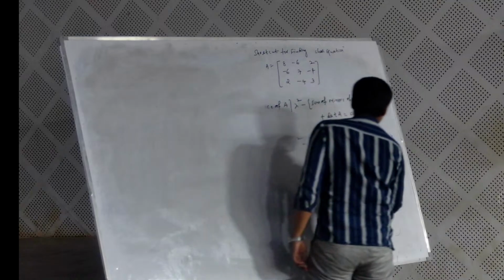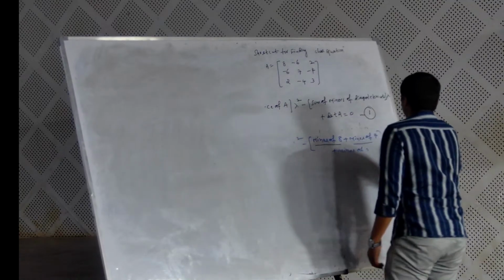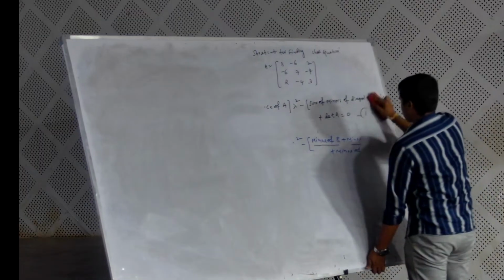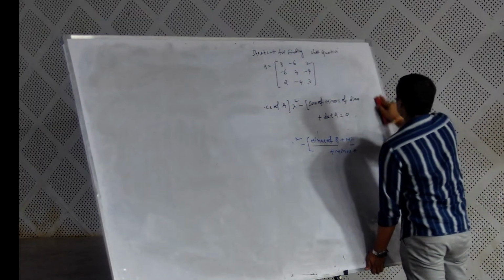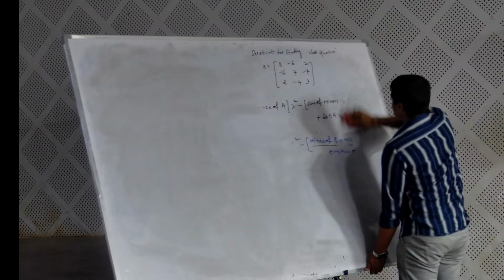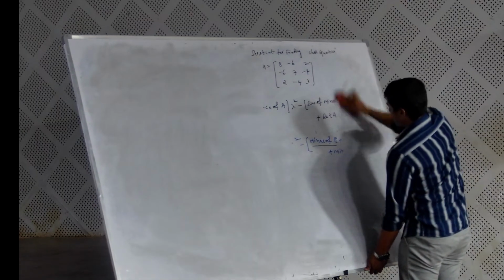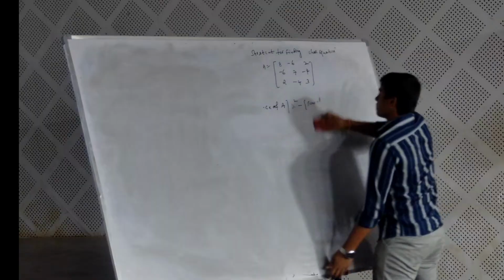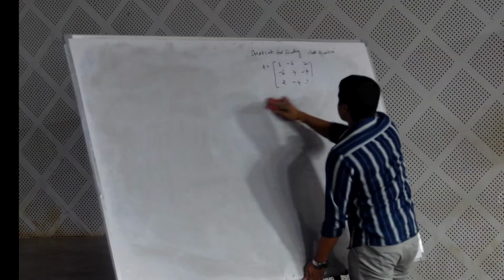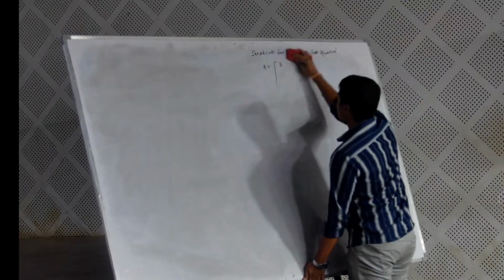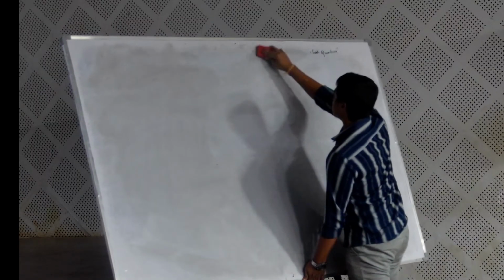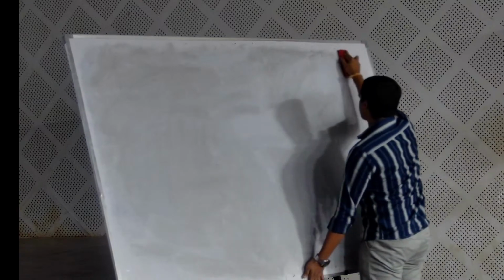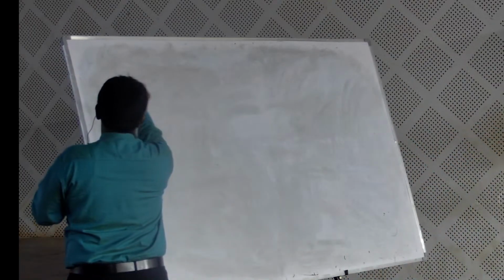Note. Use this shortcut when the eigenvalues are distinct. Distinct in the sense, no eigenvalue is repeated. Write in your words. Distinct means what? No eigenvalues are repeated.